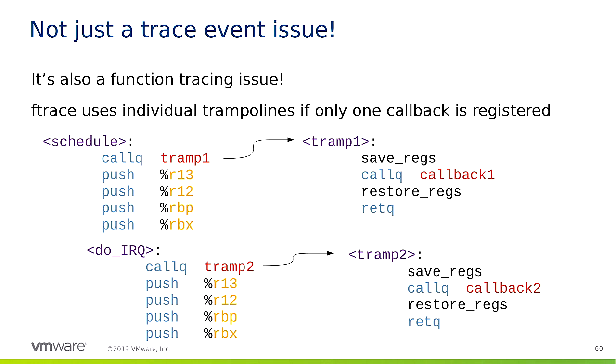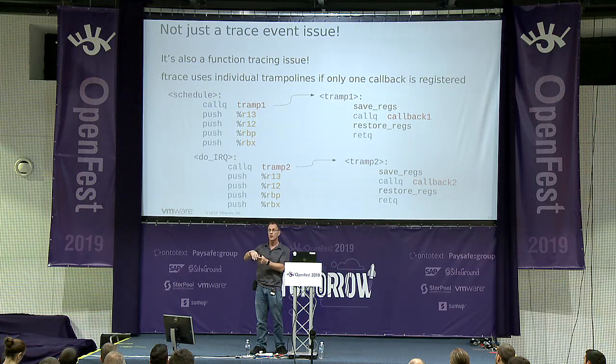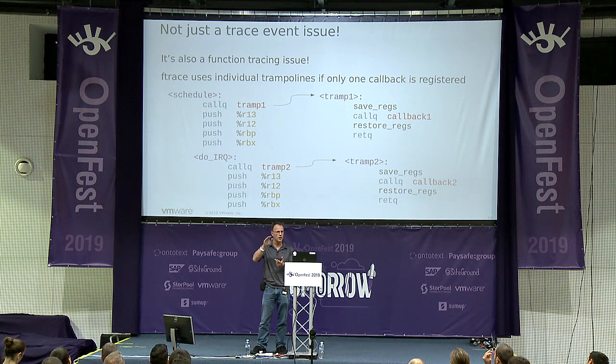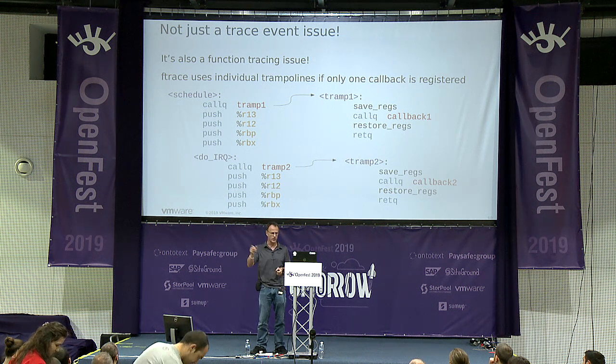So it's not just trace events that are a problem. When you register a single callback to one of the function tracing, it will call your trampoline directly. If I say I want to do function trace on a single function, it'll dynamically create a trampoline and call that. So it's all doing direct calls. There's no indirect calls. It'll create a trampoline that calls your callback directly, and then the no-op at the beginning of the function will call your trampoline and do whatever you want.